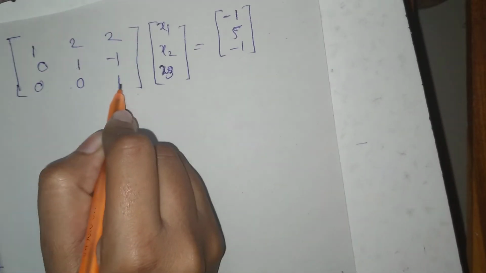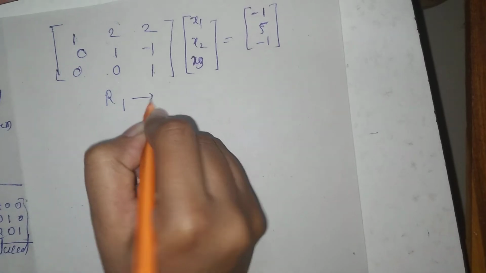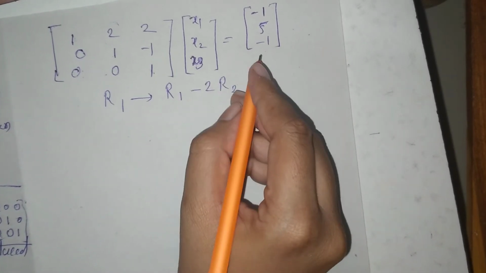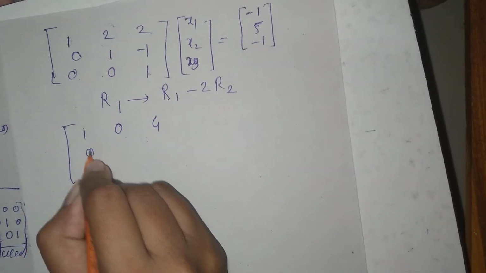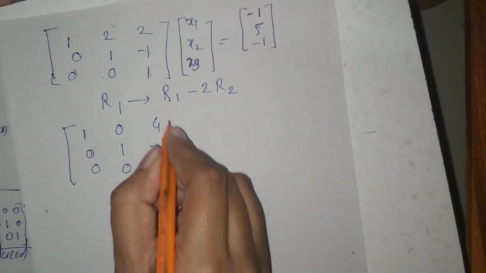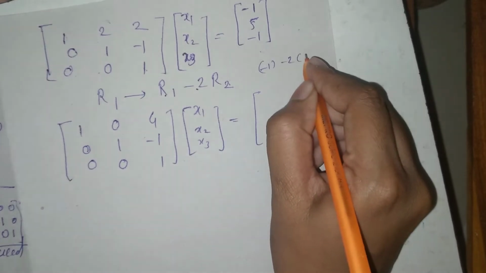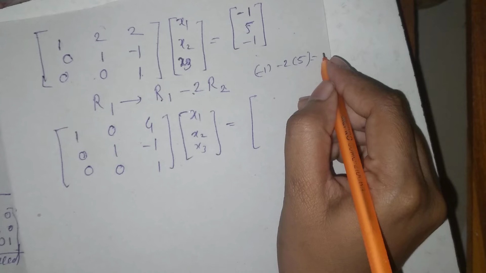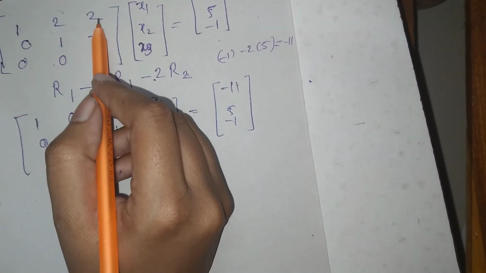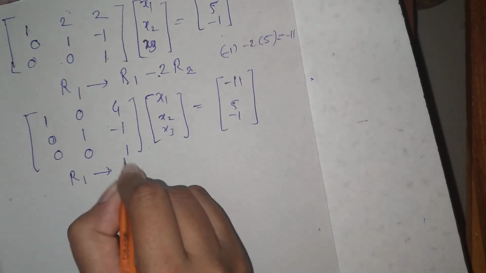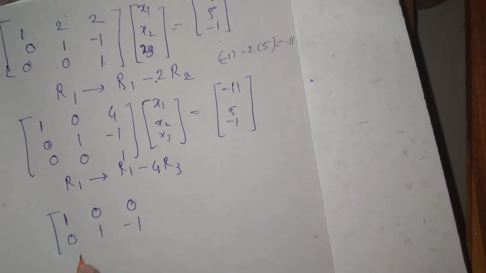Now this 2 is reduced to 0, and this other entry is also reduced to 0. That means R1 changes to R1 minus 2 R2. Then we get 1 0 4. R2 is not changed. Similarly for the constant matrix, R1 changes to minus 1 minus 2 into 5, that is minus 11. Then this entry is also reduced to 0. That means R1 changes to R1 minus 4 R3. Then R2 and R3 are not changed.